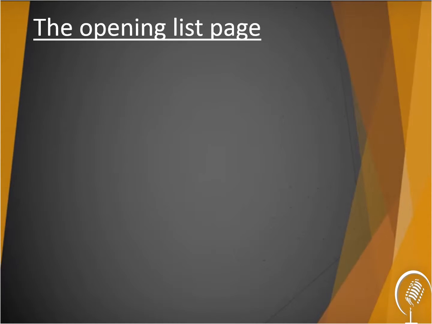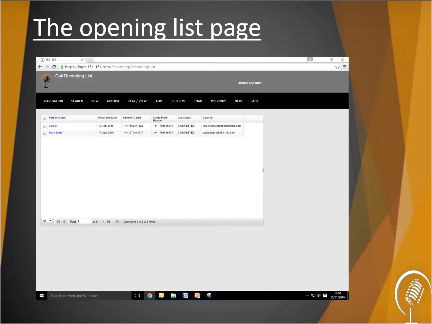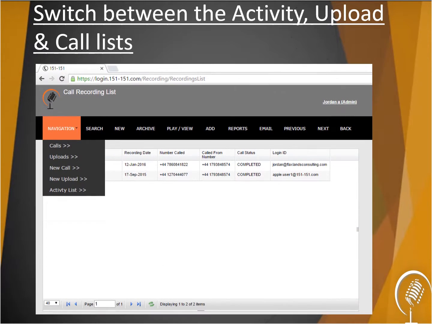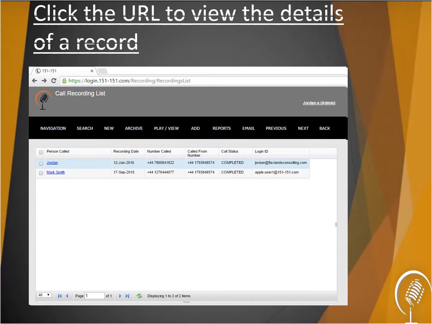Section 3. Navigating around the 151 Sound File Management application. On login, 151 will display a list of records that you have added most recently. You can set whether an activity list, upload list, or call list is displayed by default. To switch between lists of activity, upload, or call records, hover over the navigation menu item to display the navigation submenu. Click the appropriate menu option to navigate directly to your selected page from whatever page you are currently displaying. In each list, the name field of the record is also a URL. You can click the name URL to display the underlying data record.